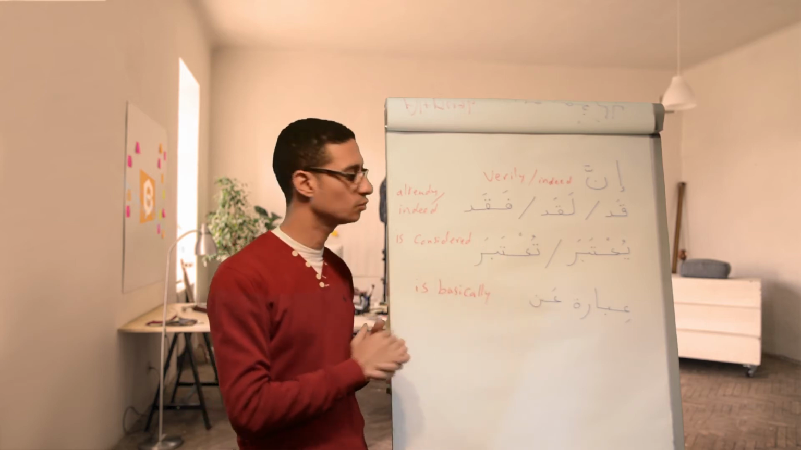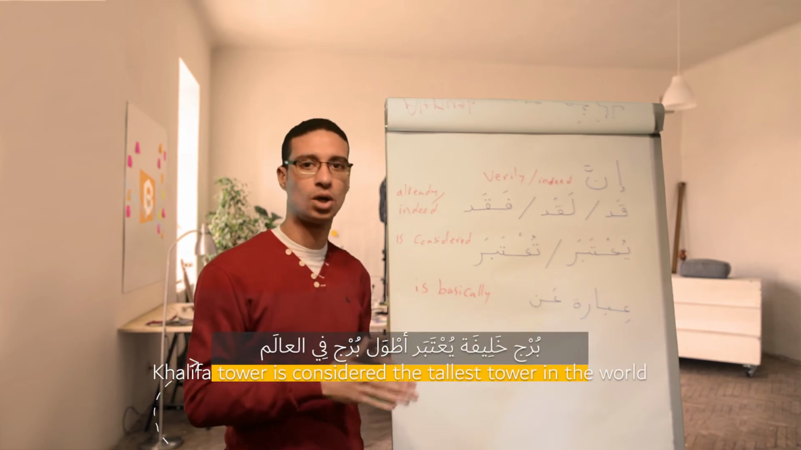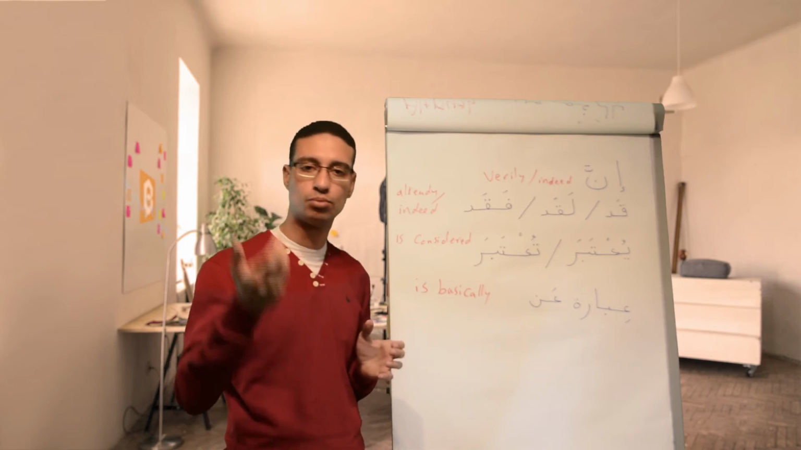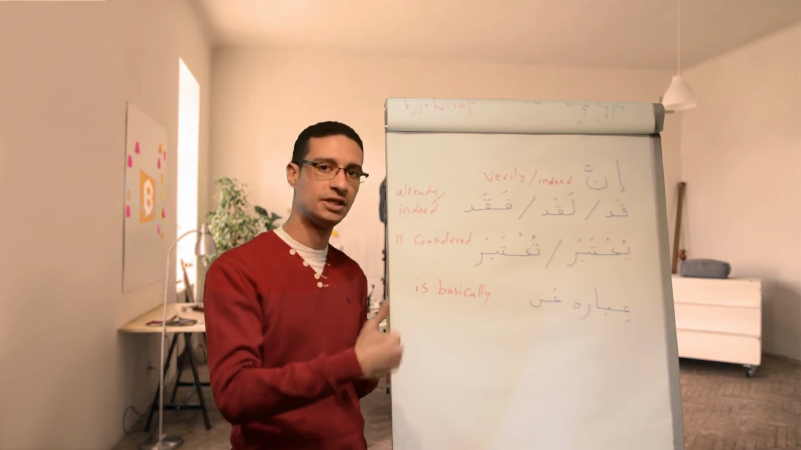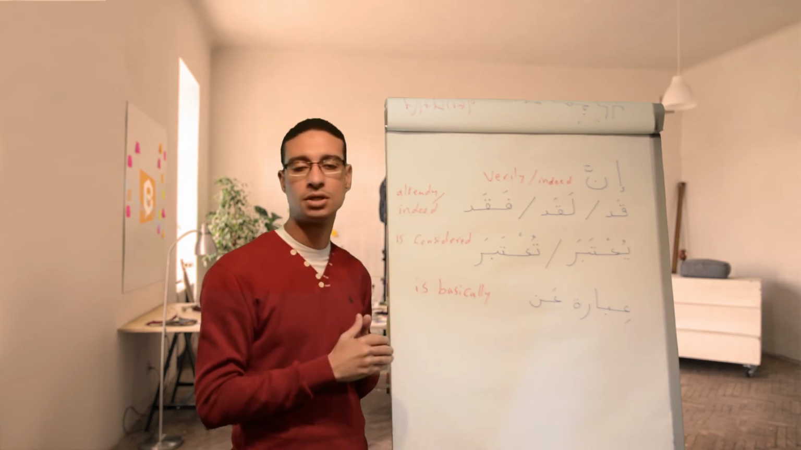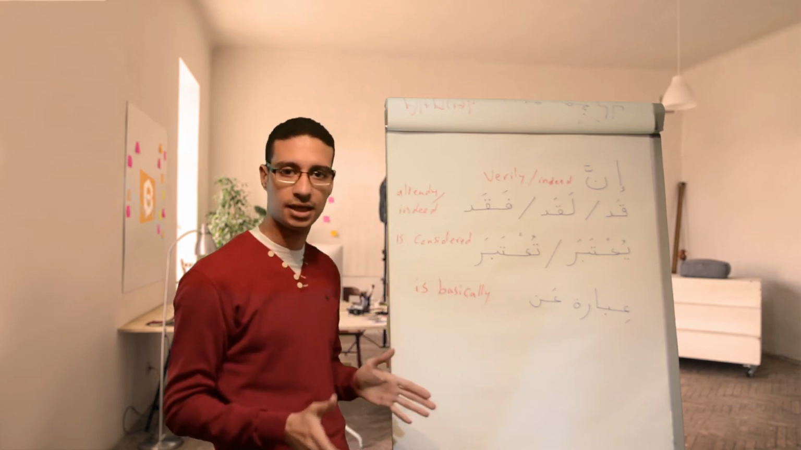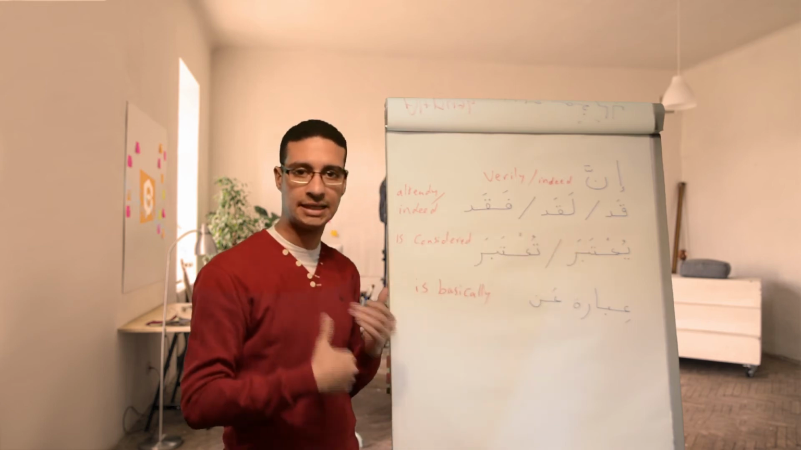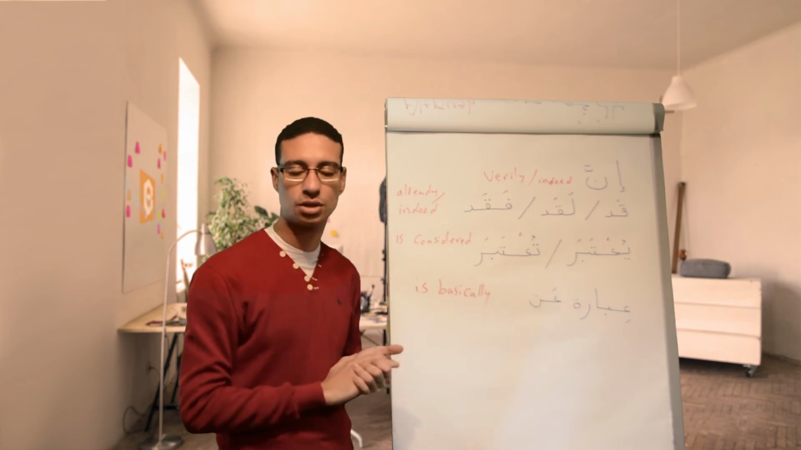Okay. So for example, we say برج خليفة يعتبر أطول برج في العالم. So برج is a tower. برج خليفة, Khalifa tower. يعتبر أطول برج في العالم is considered the tallest tower in the world. Even if you know that it's the tallest tower, you would use يعتبر أو تعتبر normally. So it's more natural to use يعتبر and تعتبر if you're not 100% sure about something.